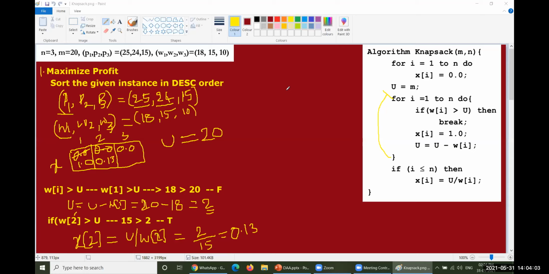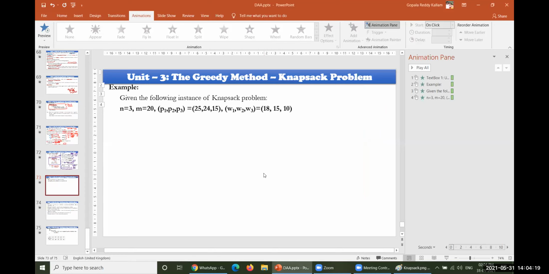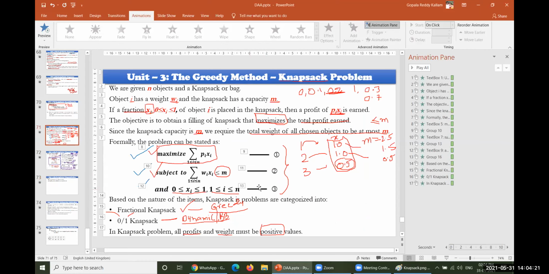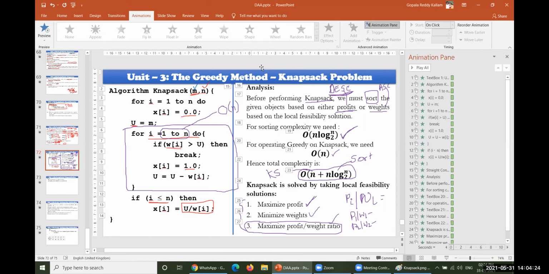So we did the problem for the first kind of solution, that is maximize the profit of the knapsack instance. Now we'd like to take the second one. The second one is minimize weights. Weights must be sorted in non-descending order, in the sense 1, 2, 3, 4, 5, 6, and so forth. So you have to make them into non-descending order.